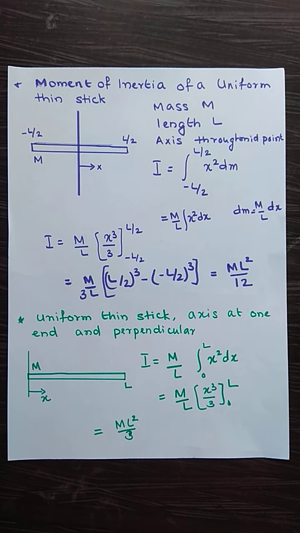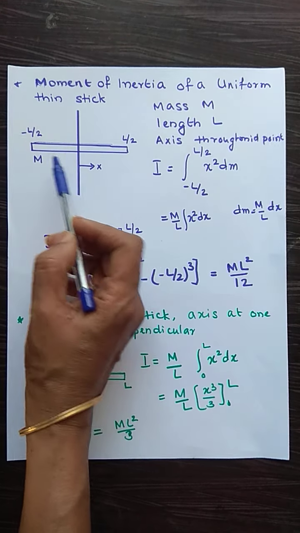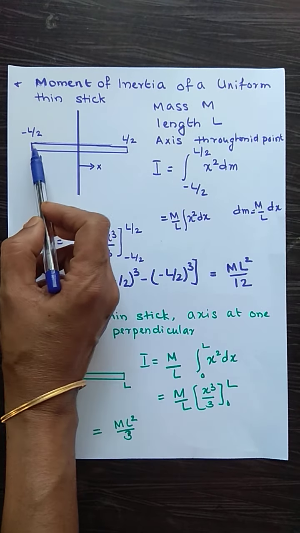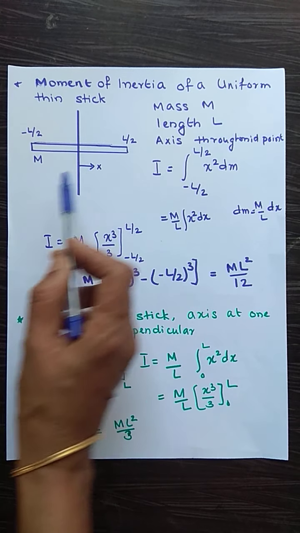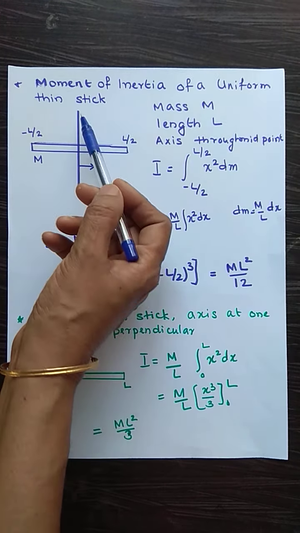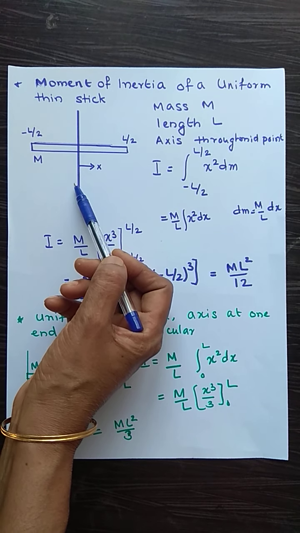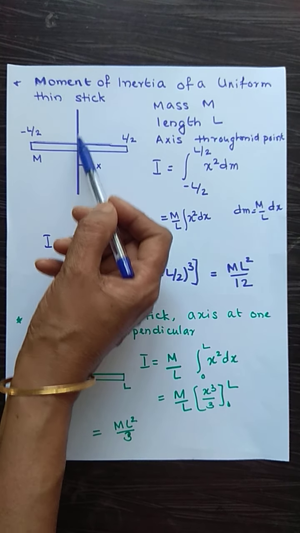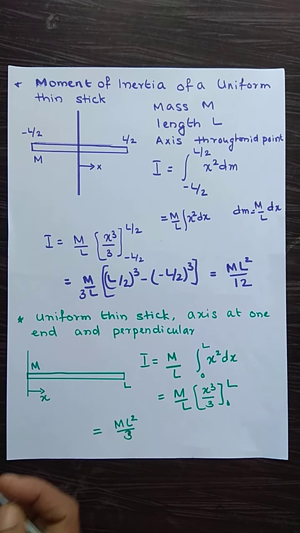Moment of inertia of a uniform thin stick. We are considering a stick of length L and mass M. An axis is passing through the midpoint and perpendicular to the length of the stick. We have to find the moment of inertia of this stick about an axis passing through the midpoint.